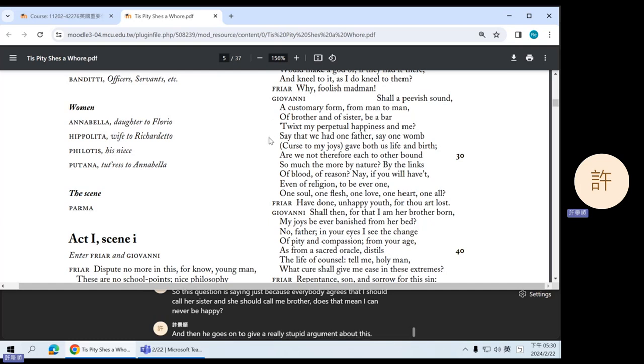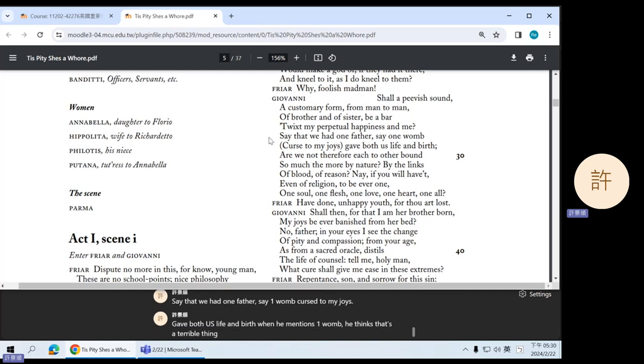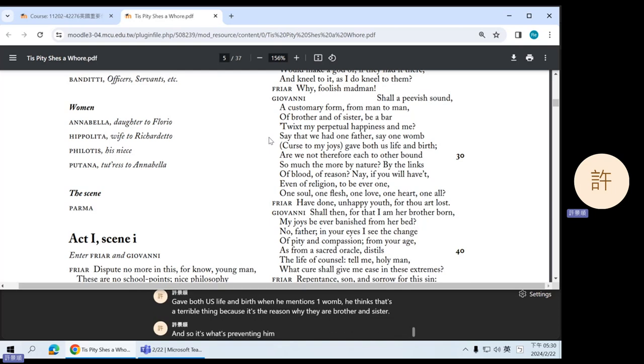"Say that we had one father. Say one womb, cursed to my joys, gave both us life and birth." When he mentions one womb, he thinks that's a terrible thing because it's the reason why they are brother and sister. And so it's what's preventing him from being happy. So when he mentions one womb, he's like, damn it, cursed to my joys. Womb is, of course, where babies grow, right? So let's say that we had one father, one womb.